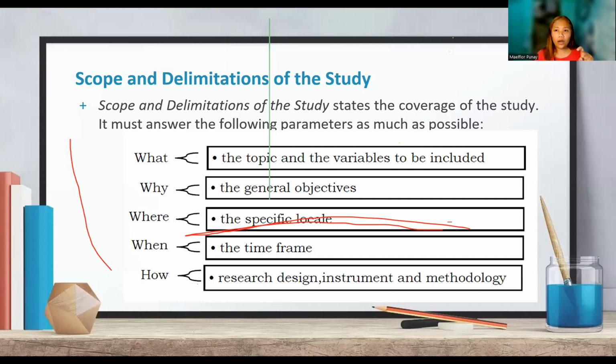Next is the general objectives. So meaning makuha ra ni siya nimo dito sa imuhang statement of the problem. Where, asa mo conduct ang imuhang study, when, the time frame, so hangtod kanusa, and how, your research design, what research design are you going to use, what instrument, and the methodology. So, unsay statistical treatment are you going to use in your study? So, this is all about the scope and the limitations of the study.